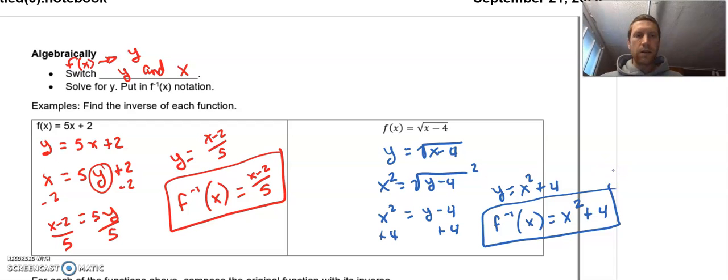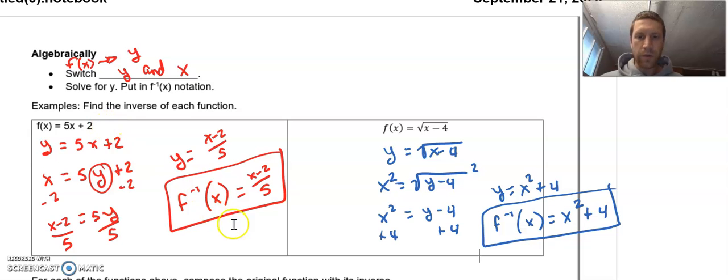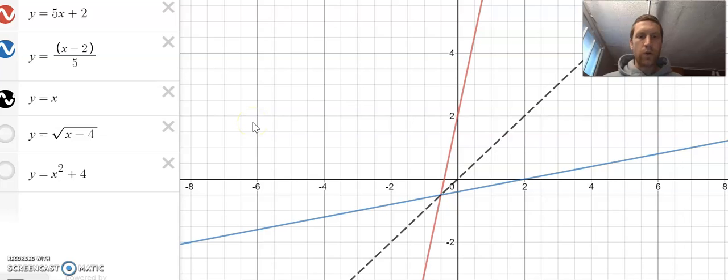Okay, let's take a look at these two examples. So first I'm going to look at f of x equals 5x plus 2 and its inverse. So we see those graphs here. The original function is red, the inverse is blue, and what I've also put on here is this line y equals x. So we can see visually these two are reflected over that line. Okay.